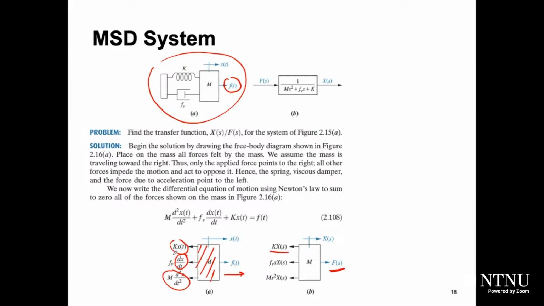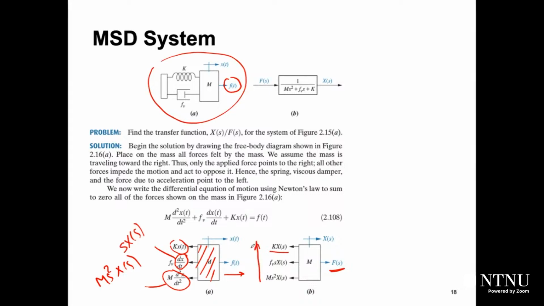FV dx of t will be sx of s when you apply the Laplace transform, and this one will be ms square x of s. So it will be like this. At equilibrium, the sum of forces on the left equals the sum of forces acting on the right. So it will be starting from the bottom to up.